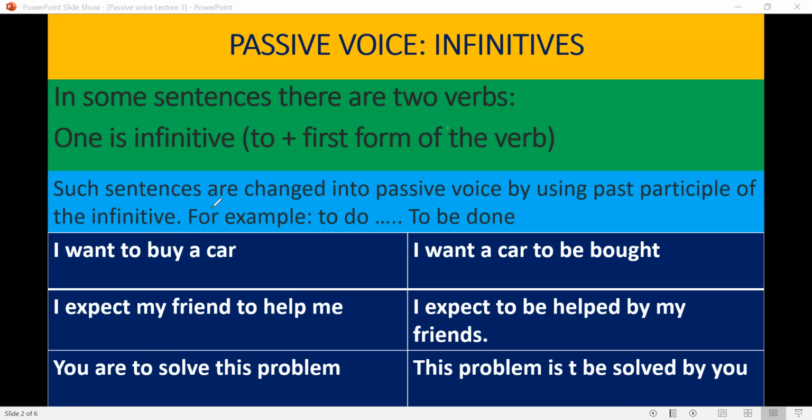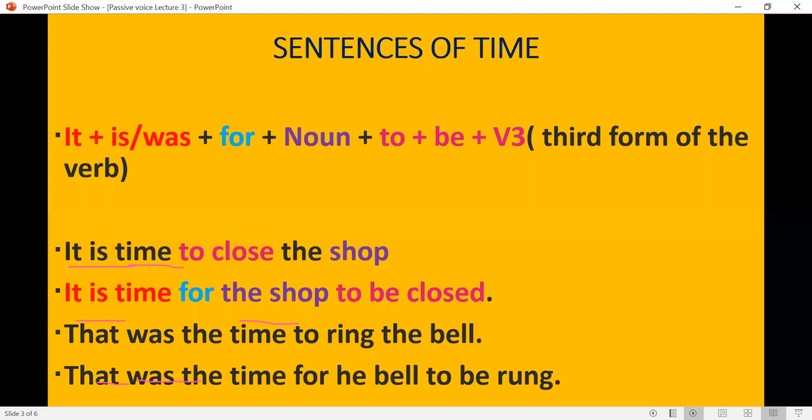So, this is the format of making passive voice from an infinitive. I repeat, to plus the first form of the verb is an infinitive, like to do. We will make the passive voice of this infinitive and will not change the other verb, like want, expect, are. We will change to solve, to help, and to buy into to be solved, to be helped, and to be bought. We will not change the other verb in this sentence.